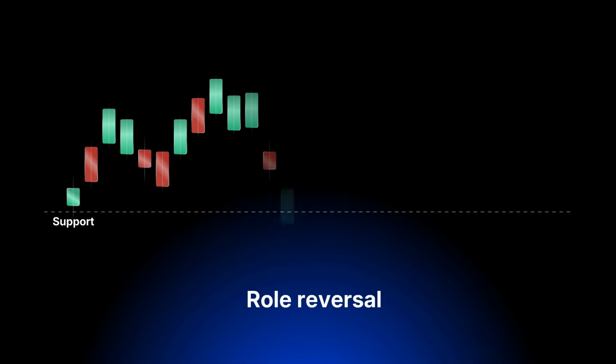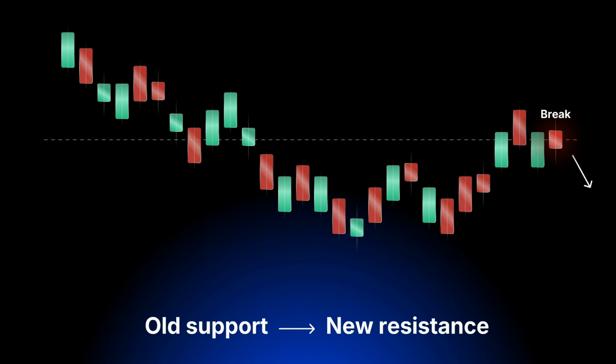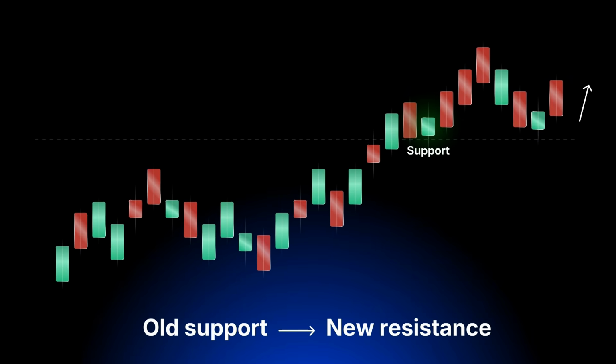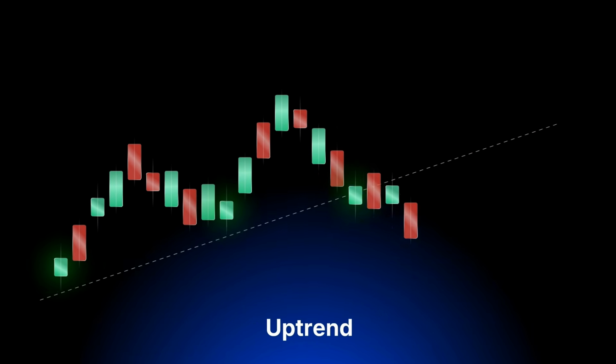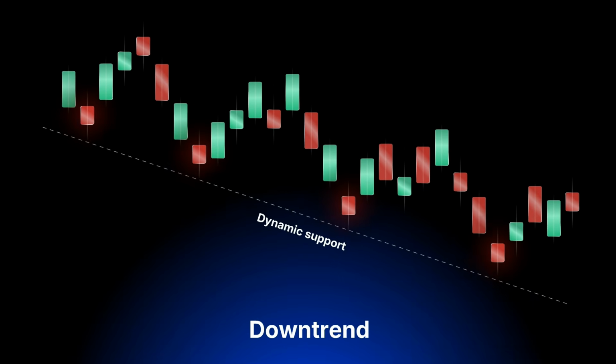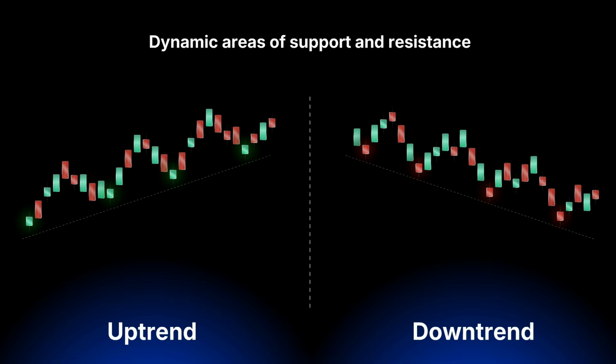An important concept to understand is role reversal. When support breaks, it can become resistance. When resistance breaks, it can become support. Traders also draw trend lines by connecting higher lows in an uptrend or lower highs in a downtrend. These create dynamic areas of support and resistance.